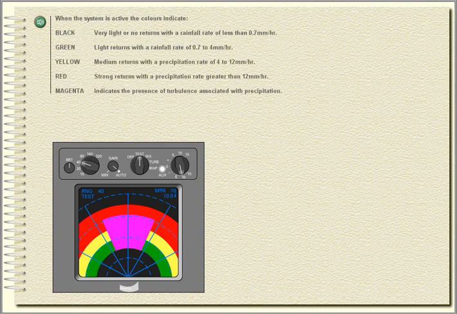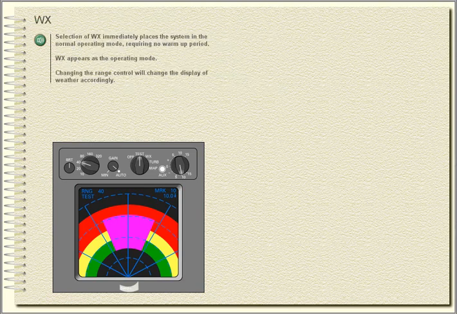When the system is active, the colors indicate: black, very light or no returns with a rainfall rate of less than 0.7 millimeters per hour. Green, light returns with a rainfall rate of 0.7 to 4 millimeters per hour. Yellow, medium returns with a precipitation rate of 4 to 12 millimeters per hour. Red, strong returns with a precipitation rate greater than 12 millimeters per hour.